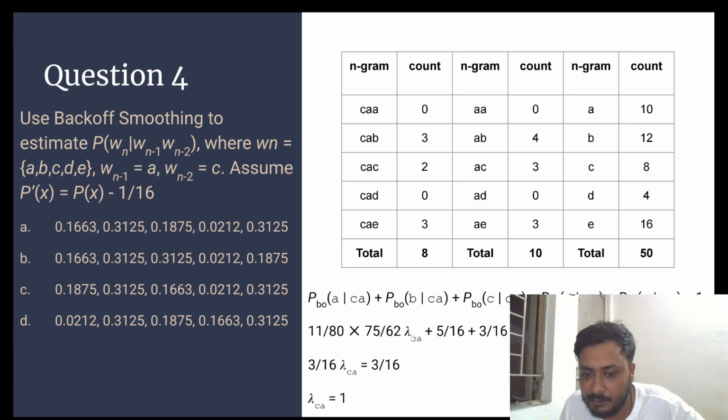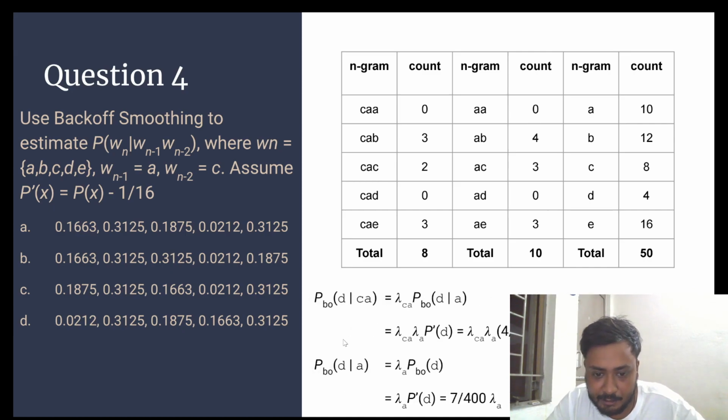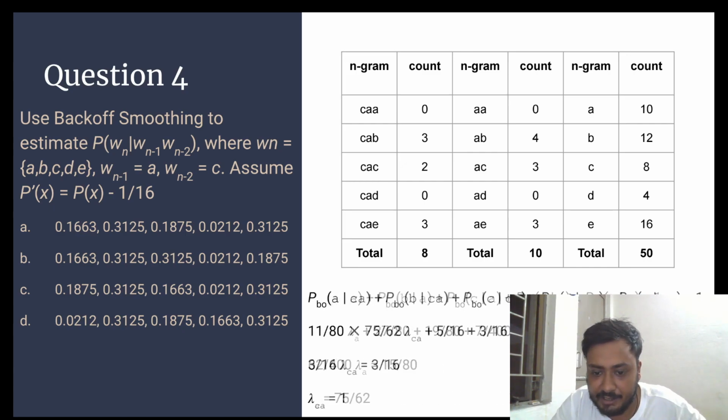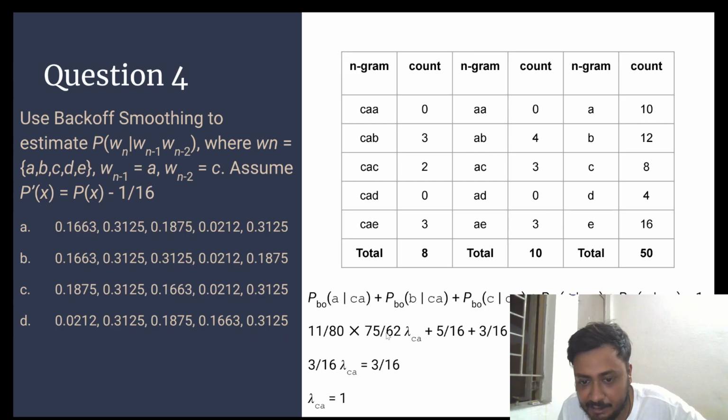Again, we have two terms with, alright, not two terms. So if you remember, let's just go back a bit. So this is 11 by 80 lambda CA lambda A. Now we have already calculated lambda A. That is why in this equation you will see 11 by 80 into 75 by 62, which is the value of lambda A, into lambda CA. So these were constants, 5 by 16, 3 by 16 and 5 by 16 again. And this middle one is again 7 by 400 into lambda A, which is 75 by 62 into lambda CA.